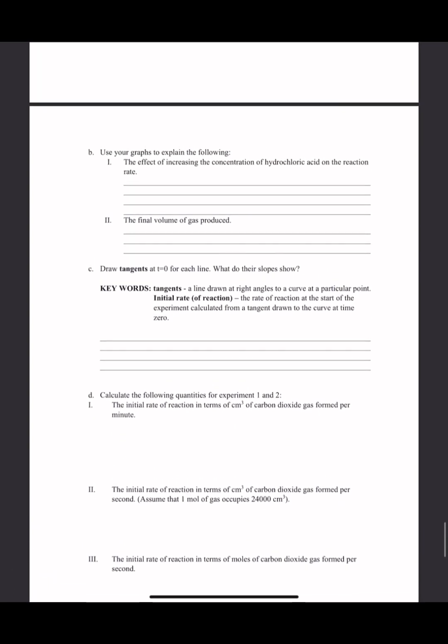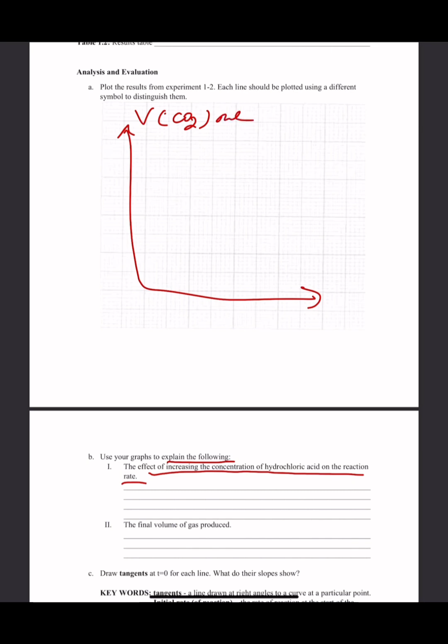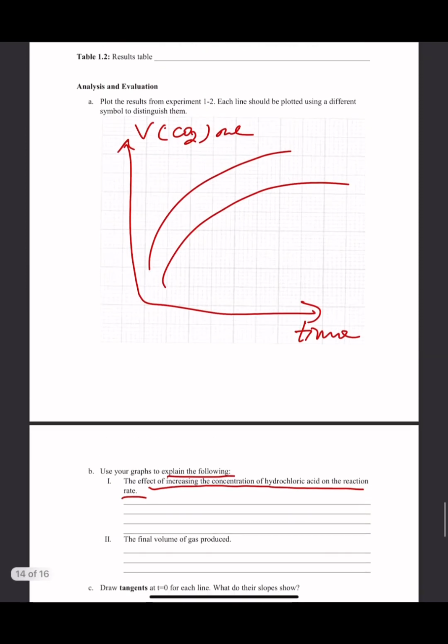It says use your graphs to explain the following: the effect of increasing concentration of hydrochloric acid on the reaction rate. So now the thing in here is that you're going to include the volume of CO2, in mL, and you're going to write it with time. You're going to draw your graphs with different concentrations. One is going to be 0.25, one is going to be 0.5 molarity hydrochloric acid.